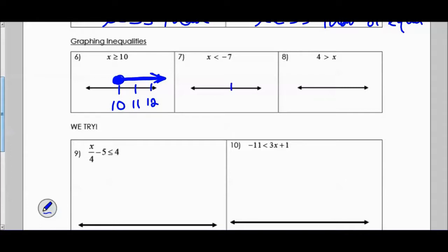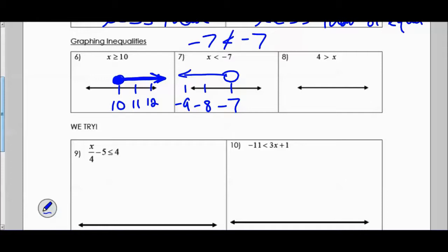The next one, we're going to put an open circle above -7. X can't actually equal -7. -7 is not less than -7. That doesn't make any sense. But all the numbers smaller than -7, -8, -9, those are all solutions to that inequality. They're bigger negatives, so they're actually smaller numbers.